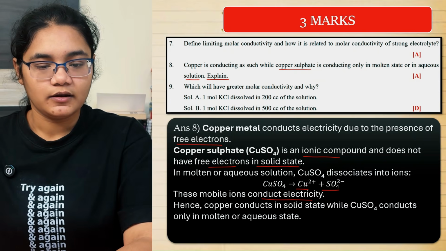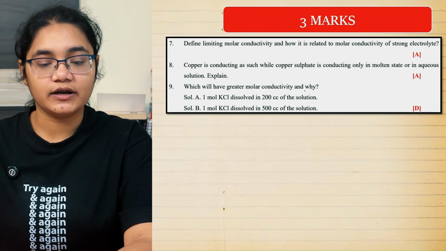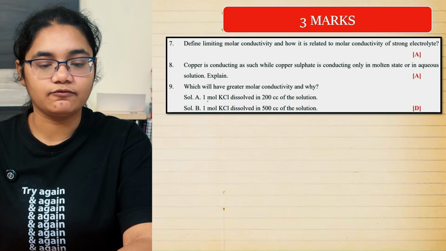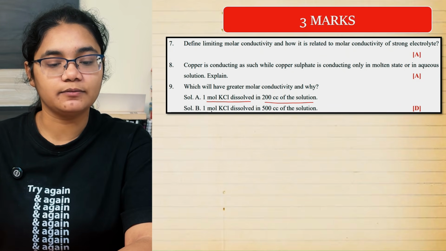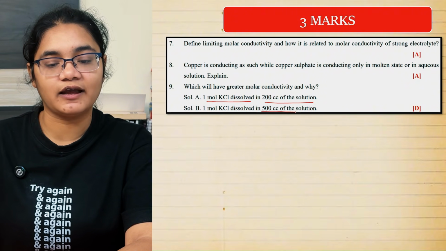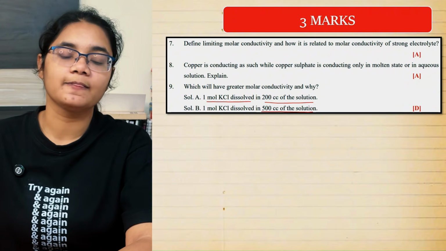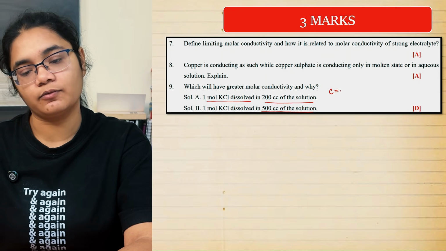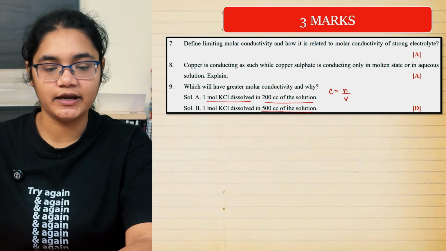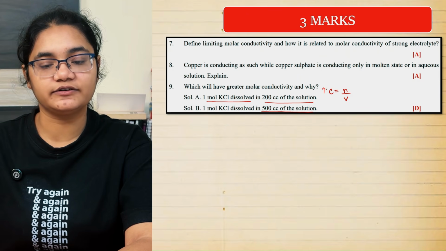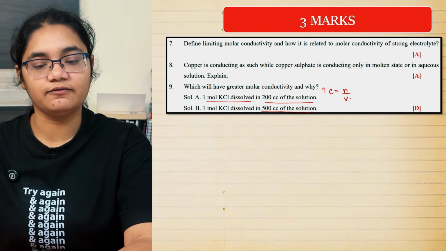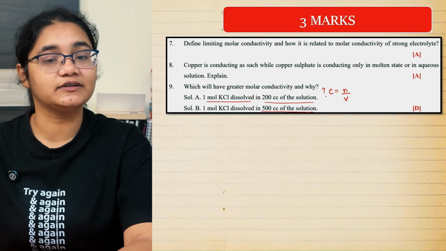Okay. Next question, which will have greater molar conductivity and why? Solution A, 1 mole of KCl dissolved in 200 cc of the solution. Solution B, 1 mole of KCl dissolved in 500 cc of the solution. Okay. Now, what is the concentration formula? Number of moles by volume, right? If you see in solution A, volume is less, that means concentration is higher. And in solution B, volume is more, that means concentration is less.